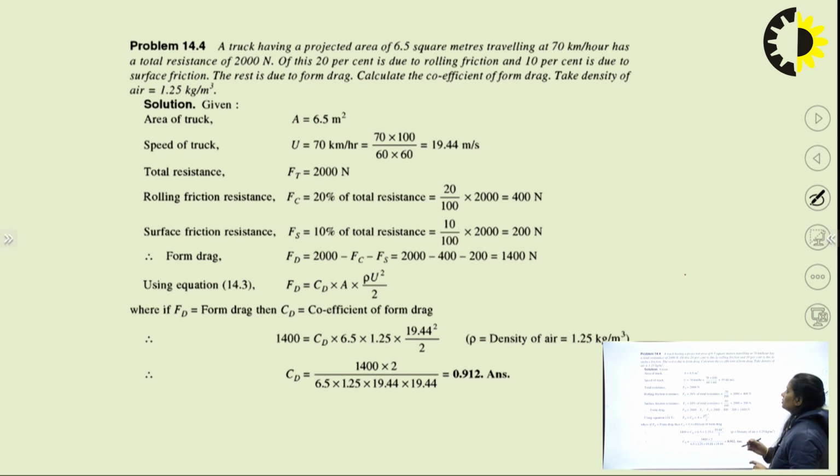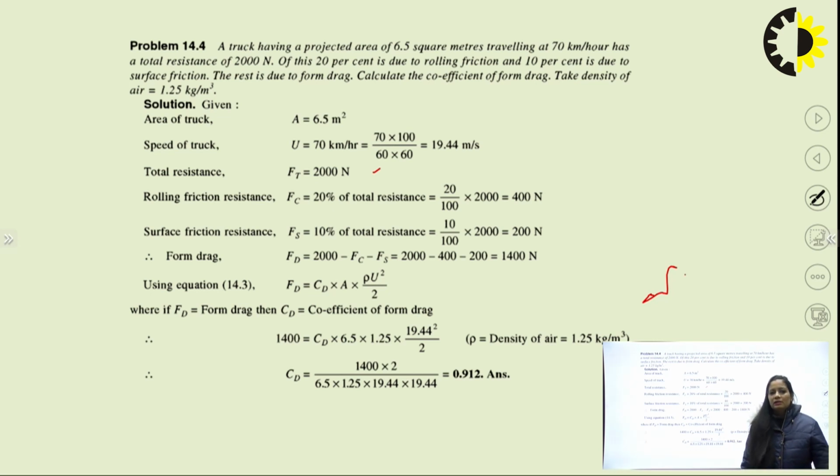Now in this question, a traveling vehicle with a projected area of 6.5 meter square, and the speed is also given, has a total resistance of 2000 Newton. What does that mean? We'll discuss it later. Of this, 20% is due to rolling friction and 10% is due to surface friction.